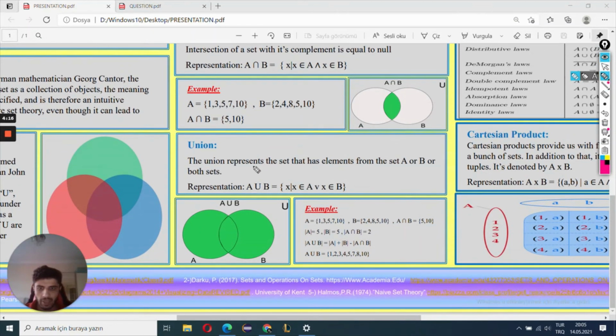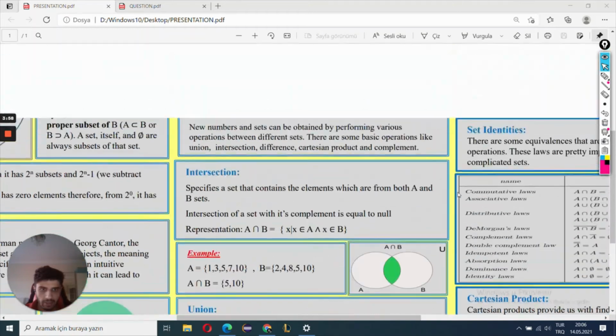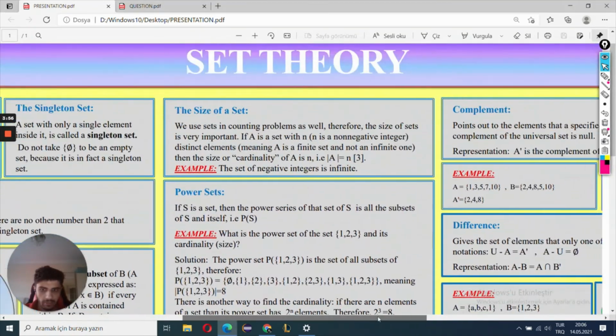For union, we are combining the two sets. So, for example, when we combine A and B, we obtain a new set, and this set contains all of the elements from A and B. But we must be careful about not counting an element more than one time.